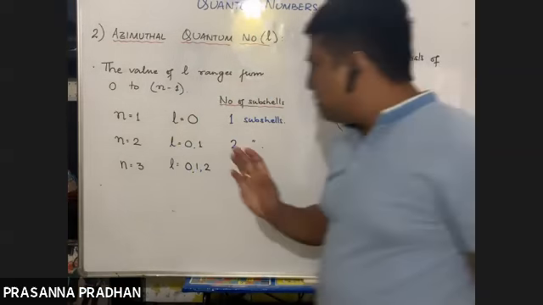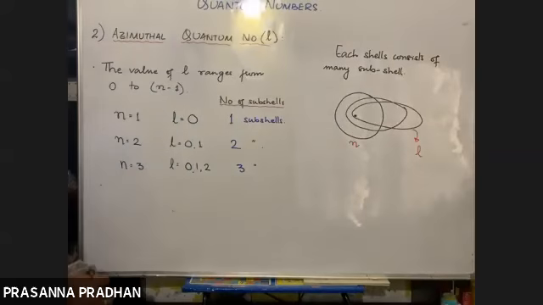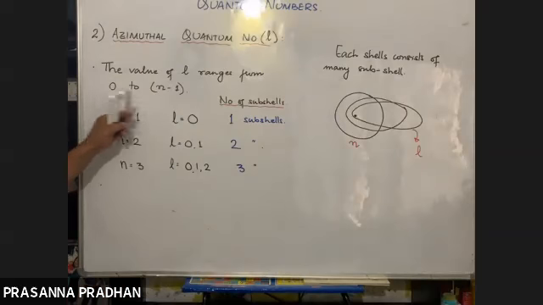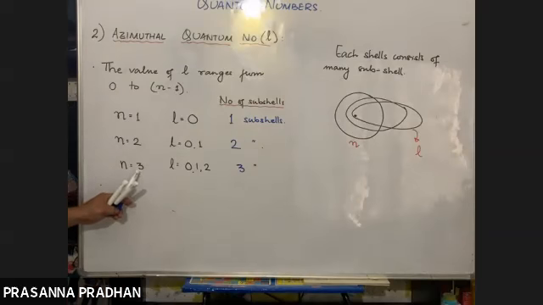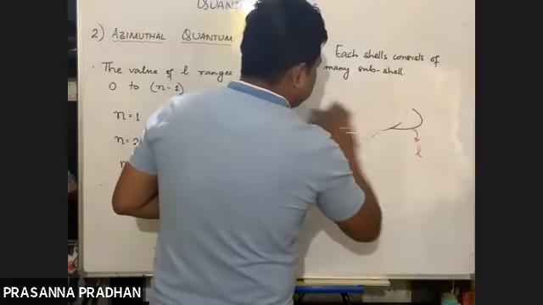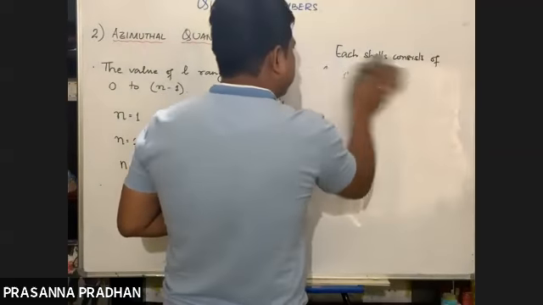So remember the value of l ranges from 0 to n minus 1. It is never equal to n. So l can never be equal to n. For example, here the value of n is 3, so the maximum value of l will be n minus 1, which is 3 minus 1, 2. Okay? So this part is understood, guys? This will be so interesting.